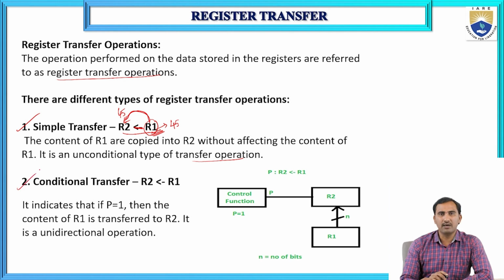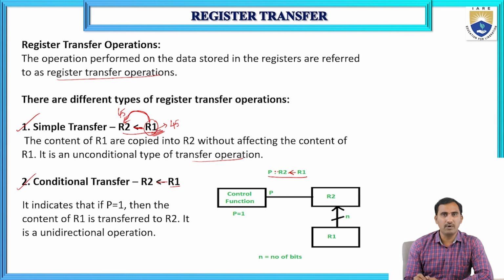And coming to the second one, conditional transfer. So P colon R1 arrow R2. Here we have to specify P colon. So this is a conditional transfer: P colon R1 arrow R2.